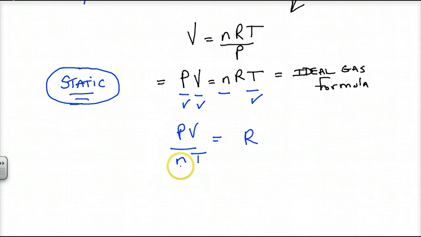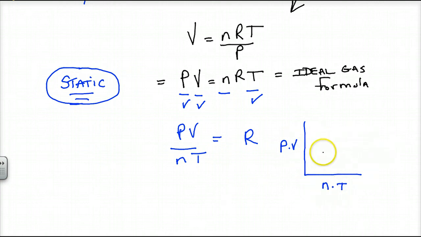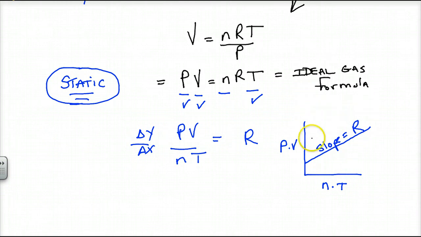Change of y over change of x. If I was to plot pressure times volume for a particular gas scenario against the moles times its temperature, keeping those constant, I get a straight line, a linear relation between these variables. And guess what your slope is? Your slope is equal to R. So the linear relationship between pressure times volume and nT is right there. Change of y over change of x. Another way to think about how these things are related.